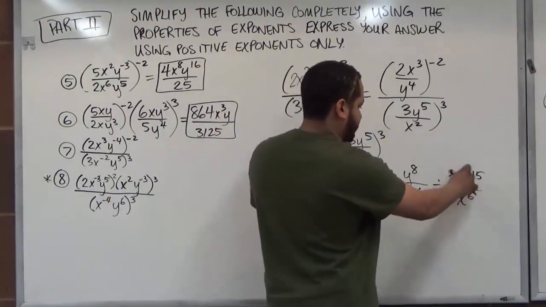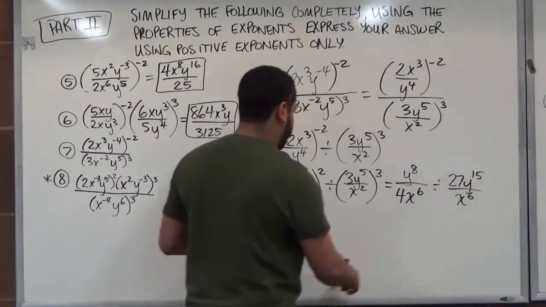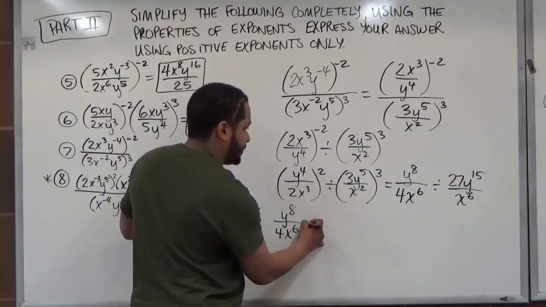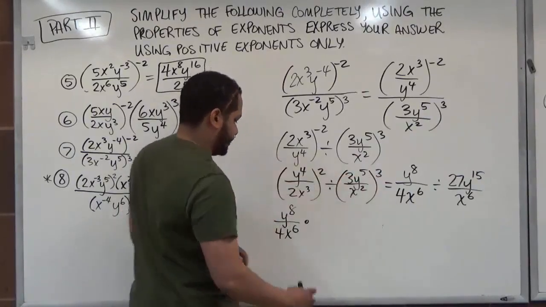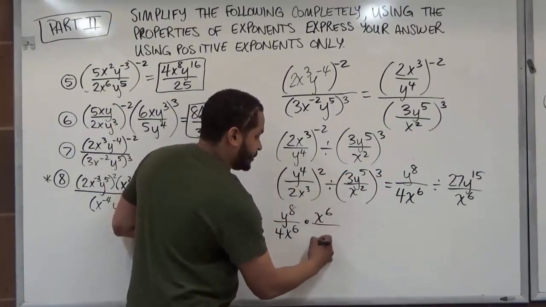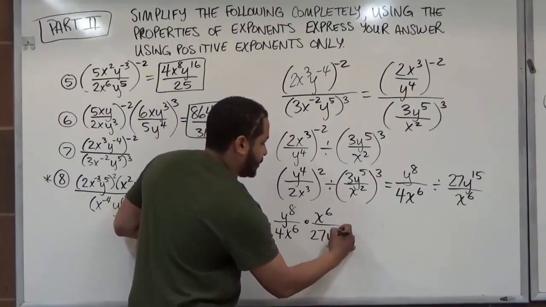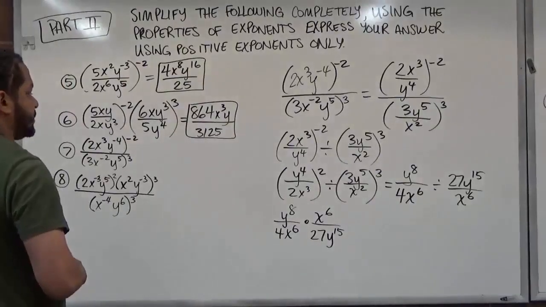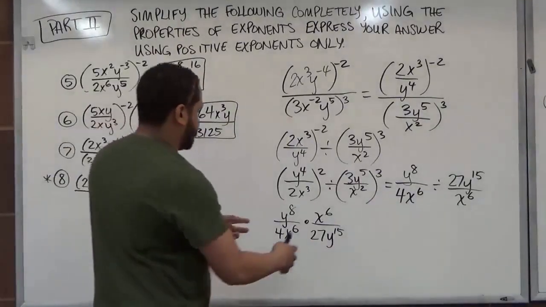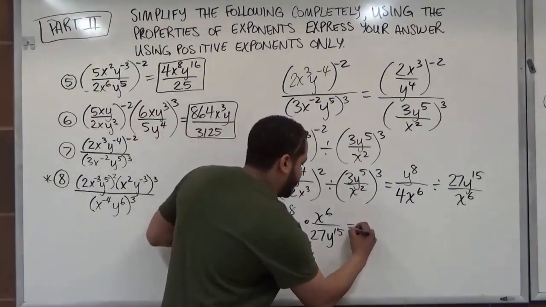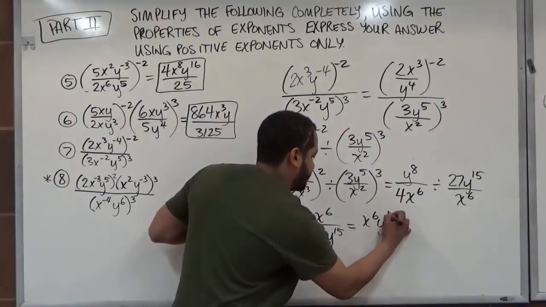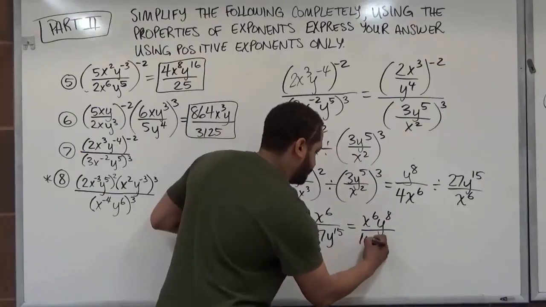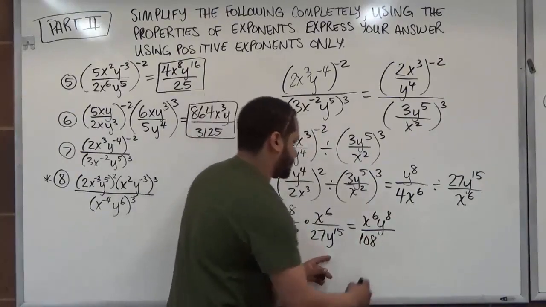Now these are going to reciprocate on the second side because we're now dividing, right? So we have y to the 8th, 4x to the 6th, times x to the 6th, over 27, y to the 15th. All right, now to simplify this, we see the x to the 6 are common. Let's merge them together. We have x to the 6, y to the 8th, over 4 times 27 is 108. And this is x to the 6, y to the 15th.